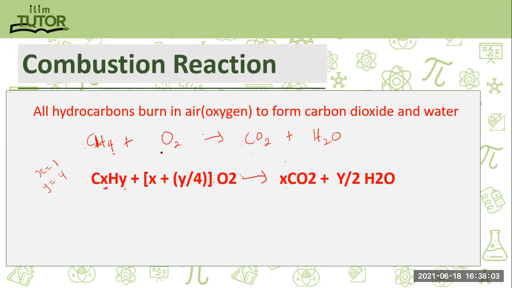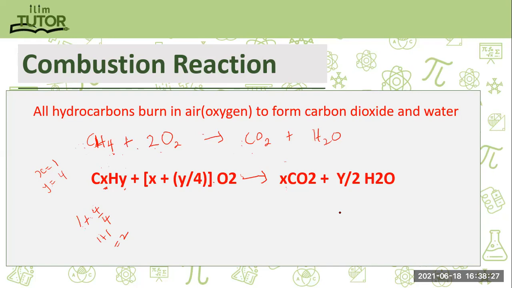But what would I put in front of O2? That would be 1 plus 4 over 4. Okay, don't make the mistake of adding 1 plus 4. It's rather 1 plus 4 over 4. So that is what? 1 plus 1. And that will give us 2. So I'm having 2O2.